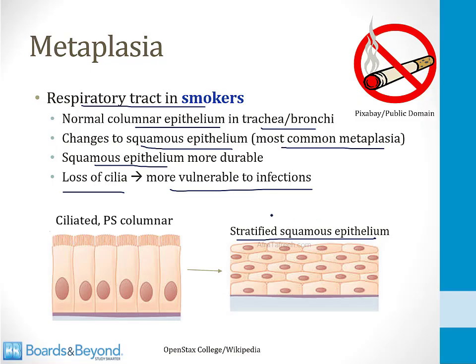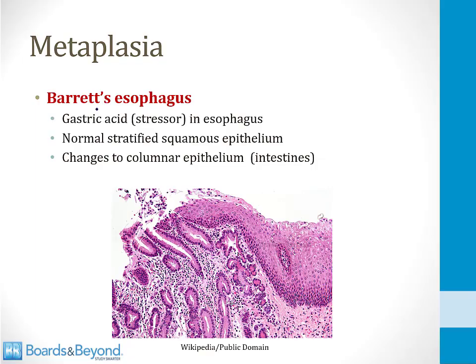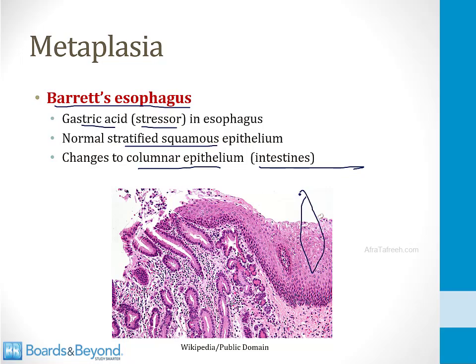Another classic example of metaplasia is Barrett's esophagus, which I talk about in detail in videos in the GI section. When gastric acid gets into the esophagus, it is a stressor, and it transforms the normal esophageal mucosa, which is stratified squamous epithelium, into columnar epithelium, similar to the epithelium of the intestines. This is an example of it on the screen here. On the right side of the screen is what the esophageal mucosa should look like, and on the left side of the screen is what it's transforming into. And I talk about this in great detail in the GI section.